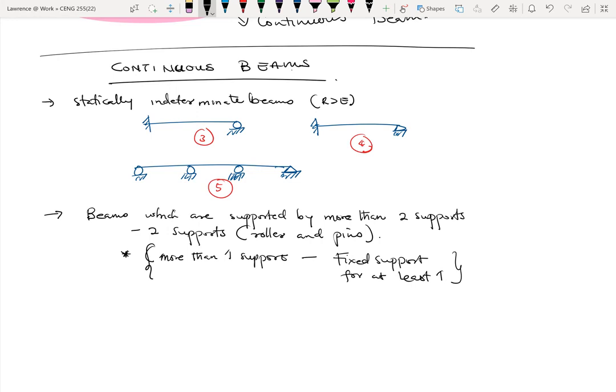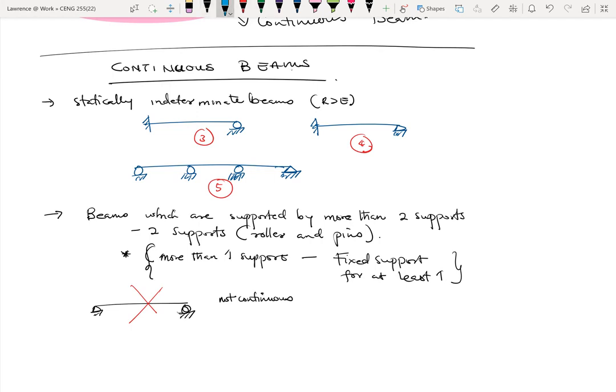If I draw this configuration here, the supports are only two. Because the supports here are only two, and they are rollers and pins, it means this beam is not a continuous beam. So not continuous.